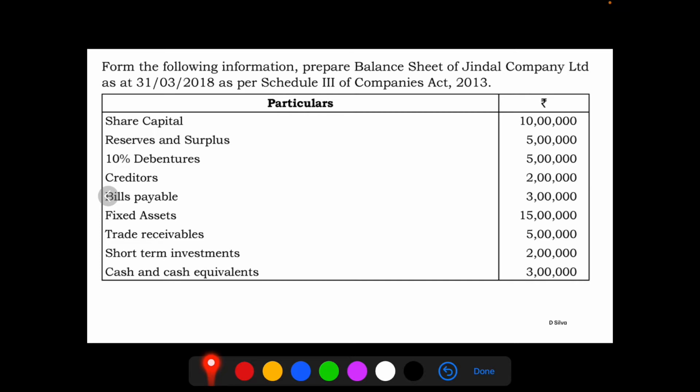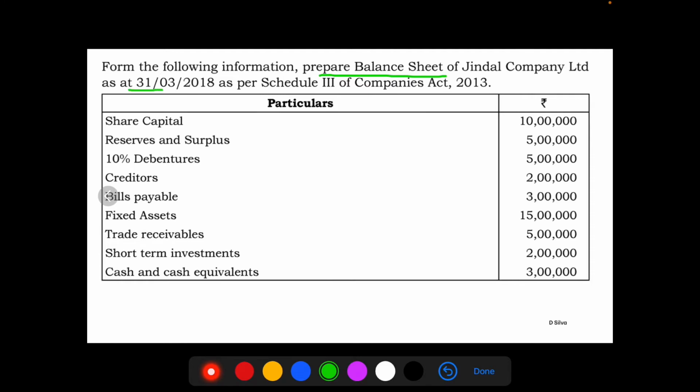From the following information, prepare the balance sheet of Jindal Company Limited as at 31st March 2018 as per Schedule 3 of Companies Act 2013. Share capital 10 lakhs, reserves and surplus 5 lakh, 10% debentures 5 lakh, creditors 2 lakh, bills payable 3 lakh, fixed assets 15 lakhs, trade receivables 5 lakh, short-term investments 2 lakh, cash and cash equivalents 3 lakh. So students, as we solve the solution, remember we are preparing the balance sheet for the year ending.